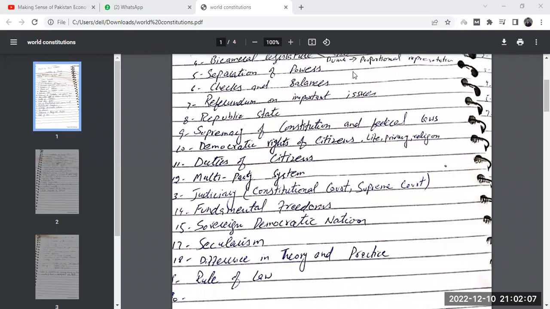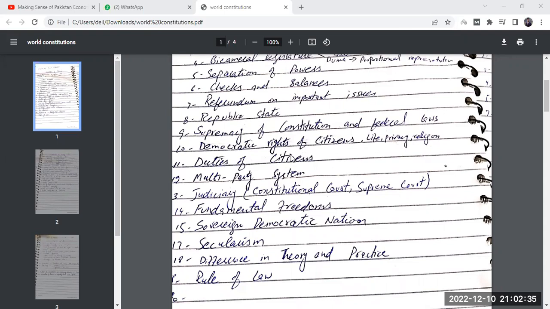As you know, that there is a supremacy of constitution in United States of America, but here something different is that federal laws are supreme. Like पंजाब गवर्नमेंट अगर कोई अपना लॉ बना भी लेगी तो फेडरल लॉ जो है वो उसके ऊपर प्रिवेल करेंगे. सेम थिंग हमारे यहाँ ये कॉन्स्टिट्यूशन में नहीं है, लेकिन उन्होंने इसको कॉन्स्टिट्यूशन में ऐड किया हुआ है. एंड देयर इज डेमोक्रेटिक राइट ऑफ सिटीजंस which is life, privacy and religion.